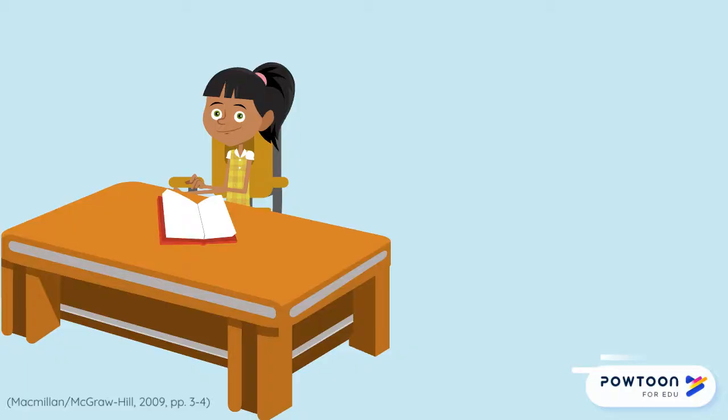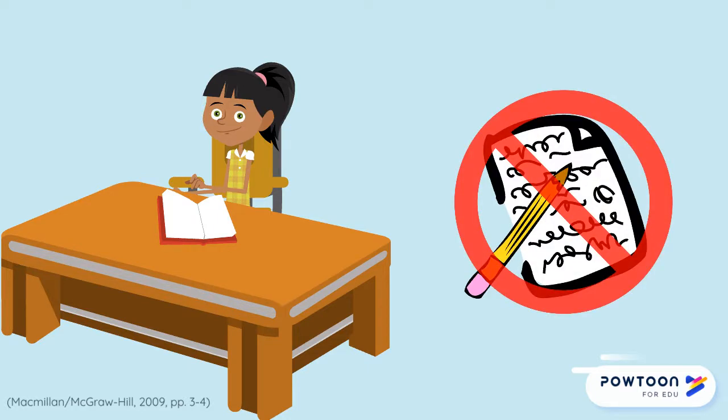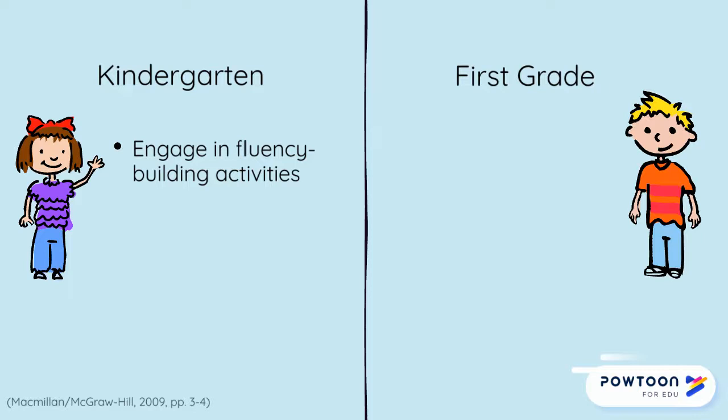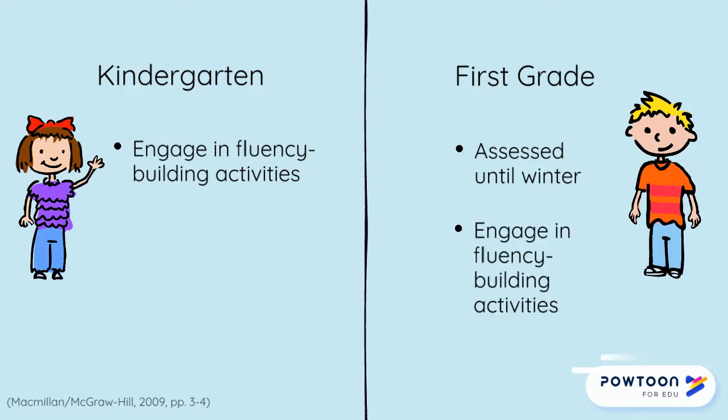Until children can decode and automatically recognize many words by sight, they cannot be expected to read aloud effortlessly and expressively. That is why formally assessing their oral reading fluency at this early stage is not recommended. However, kindergarten children must be involved in fluency building activities. Moreover, first grade students are not formally assessed on fluency until winter. During the early part of grade 1, first grade students must also engage in fluency building activities. These fluency activities will be discussed later in Lesson 4.